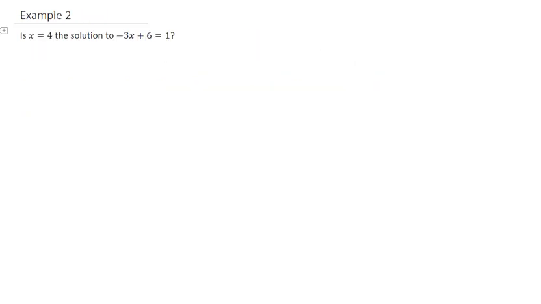Example 2. Is x equal to 4 the solution to negative 3x plus 6, which is equal to 1? So we have minus 3x plus 6 equal to 1. So we're asking what's ever on the left. If we put in x is equal to 4 for here, is that actually equal to 1? So that's what we're checking.